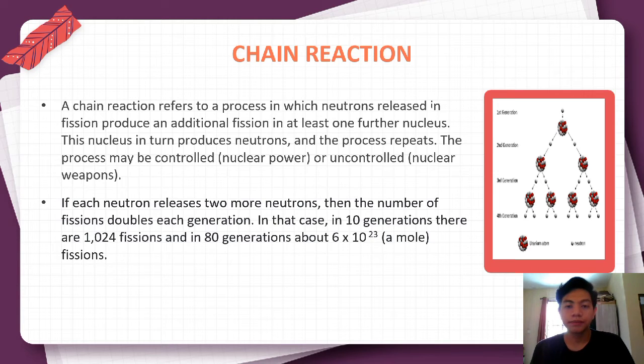Chain reaction. A chain reaction is a process in which neutrons released in fission produce an additional fission in at least one further nucleus. So this process will repeat again and again, and if each neutron releases two more neutrons, then the number of fissions doubles each generation. In that case, in 10 generations there are 1024 fissions, and in 80 generations about 6 times 10 to the power of 23, a mole of fissions.